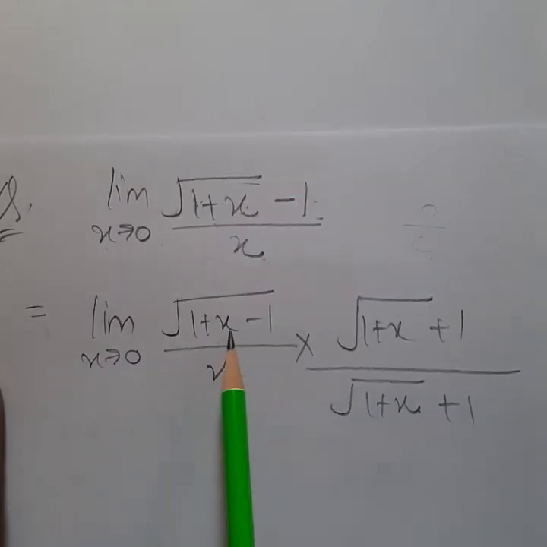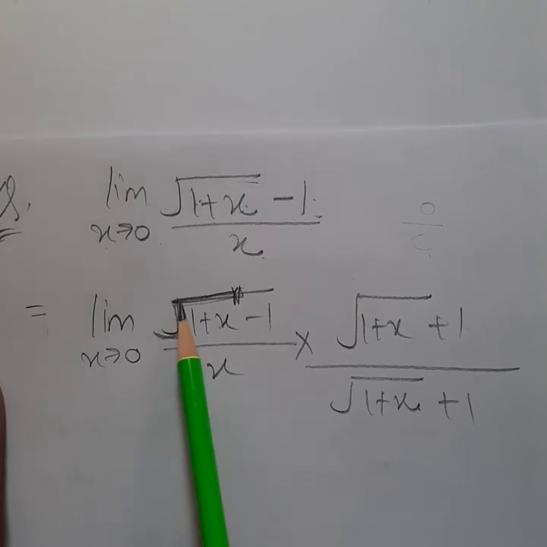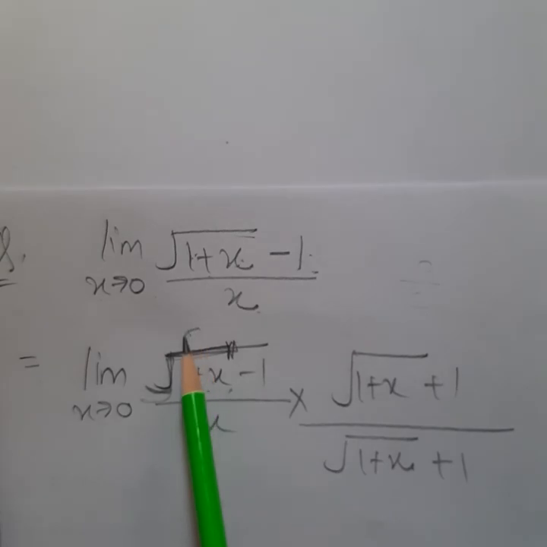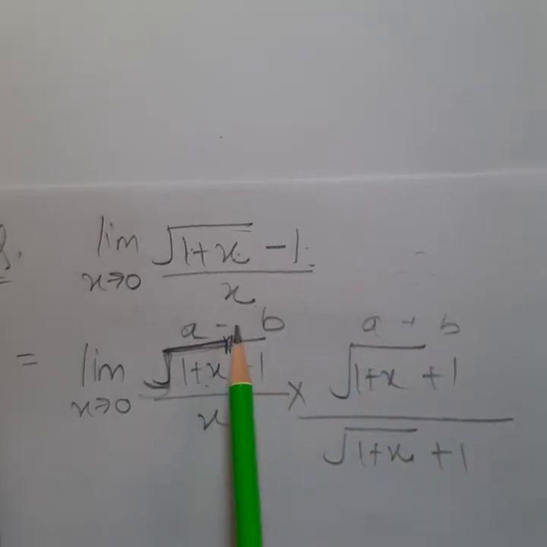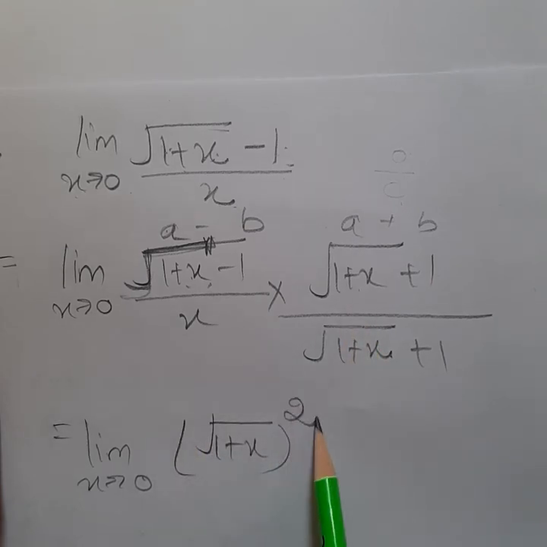Okay, and you can see here we use the formula, we write the square root only for x plus 1. Yes, we have to use the formula here, a minus b and a plus b. Then what is the formula? That is a square minus b square. What is a here in your question? Square root of 1 plus x is standing for a, and for the b you can see here 1.